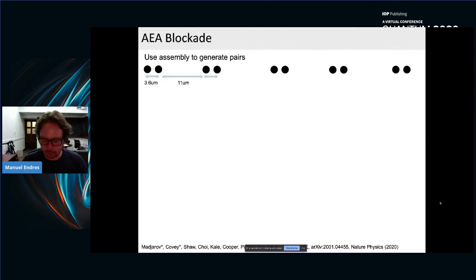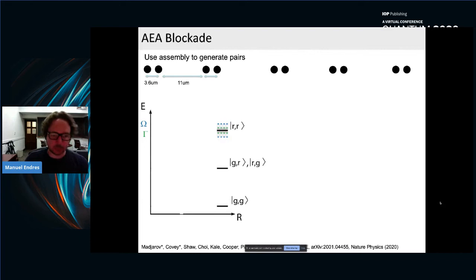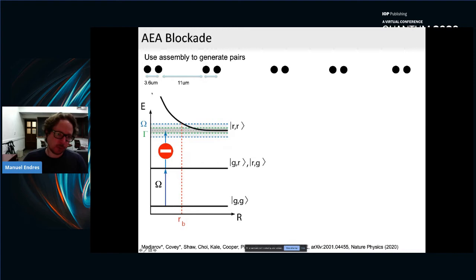So the physics of a pair is relatively simple to explain in terms of an energy diagram. If you're far away, the splitting between the ground state and the first excited state and this doubly excited state is the same, and you get basically resonant Rabi oscillations. Now, if you go to close spacings, this doubly excited state with two Rydberg atoms shifts with a 1/R^6. This is this strong induced dipole-dipole interaction. And if this shift is much stronger than the Rabi frequency broadening that you have, you can basically forget about this level. So you can eliminate it.